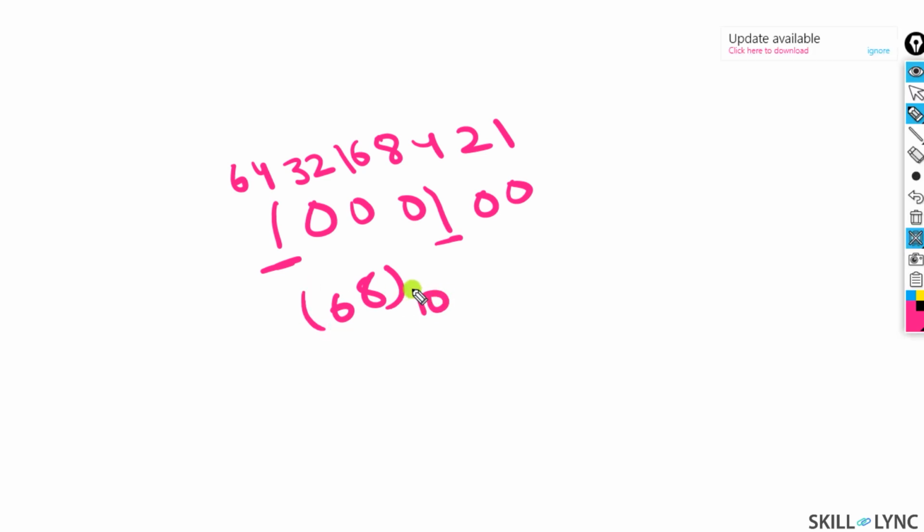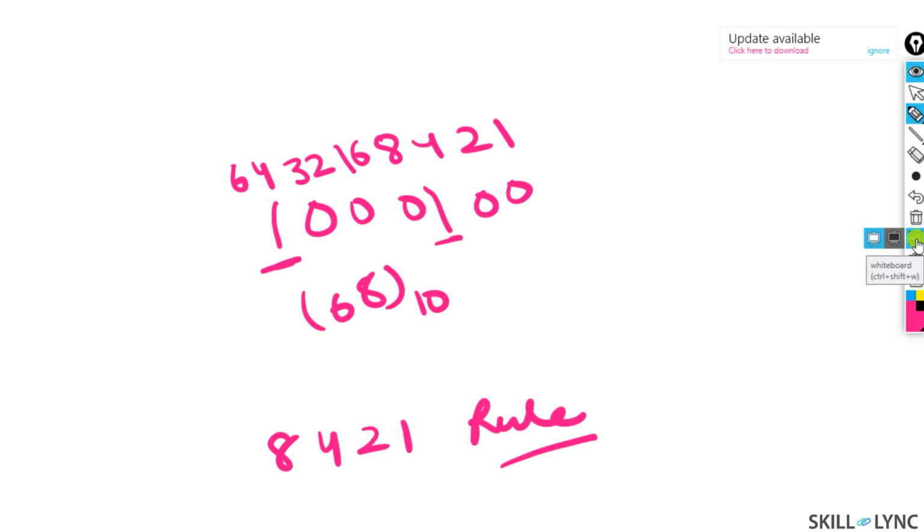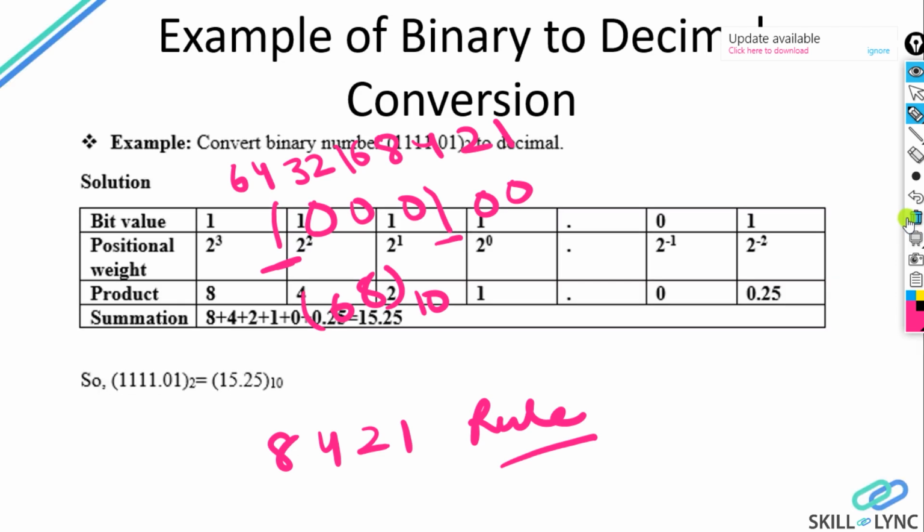So this is a very strong, powerful rule just to convert a binary number into a decimal number. This rule is known as the 8421 rule. You can easily convert from the binary number system to the decimal number system at any point. It will be very easy for you. I hope it is clear and well understood how to proceed.